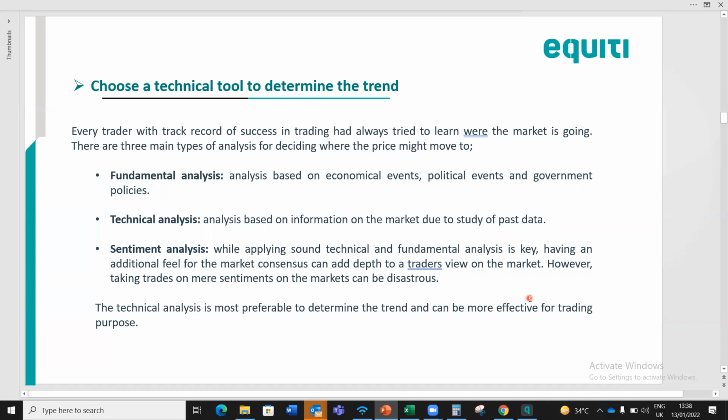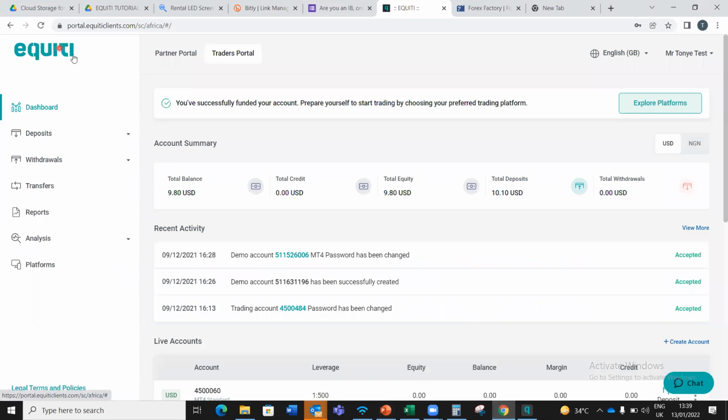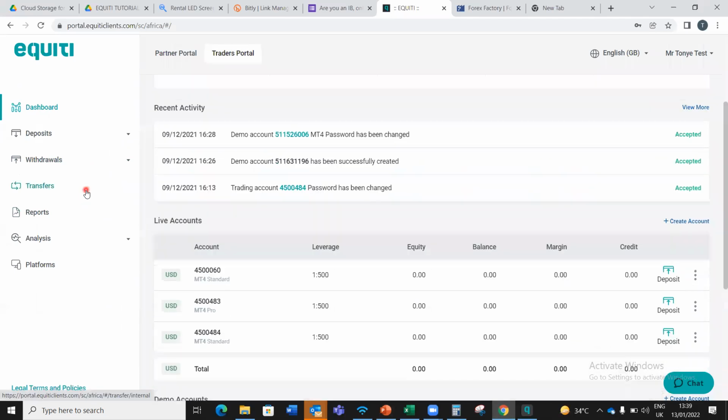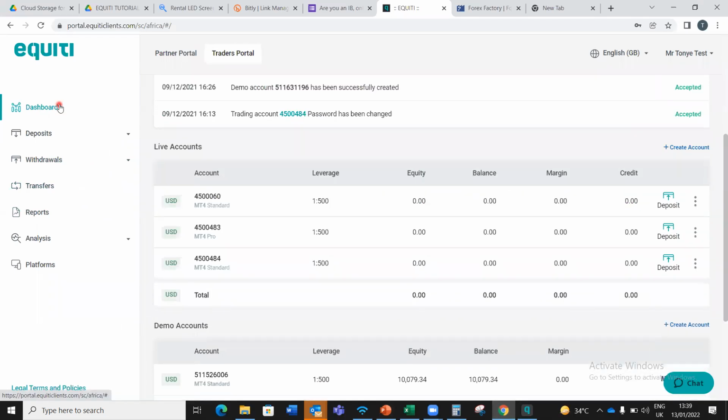Now, the fundamental analysis is analysis that is based on economical events, political events, and also government policies. All right, so you keep abreast of information, you keep abreast of news and economic happenings around the world. And beautifully enough, on the Equity platform, we have the news section, which you can use to keep up to date with information. So once you have created an account and funded the account, you're going to see the analysis portal pop up for you.